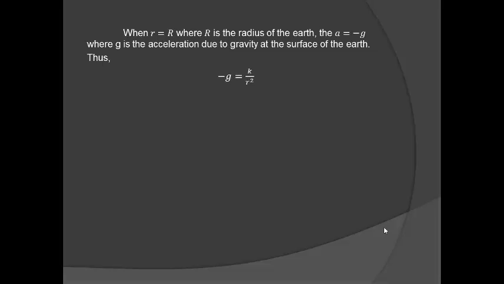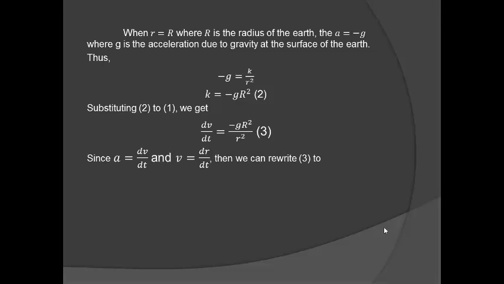Thus, negative g is equal to k all over r squared. So k now is equal to negative g times the radius of the earth squared. Substituting equation 2 to equation 1, we get dv over dt is equal to negative g times the radius of the earth squared all over r squared.